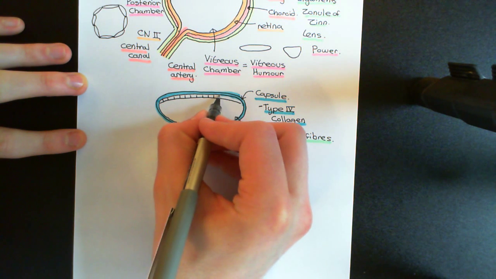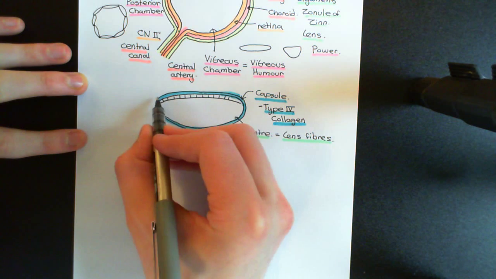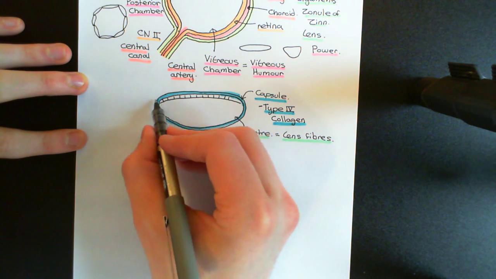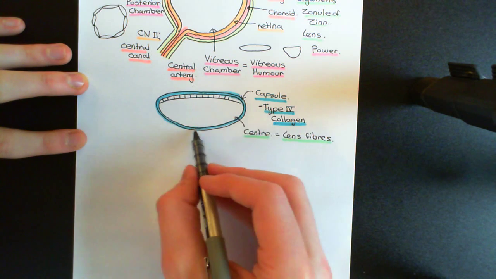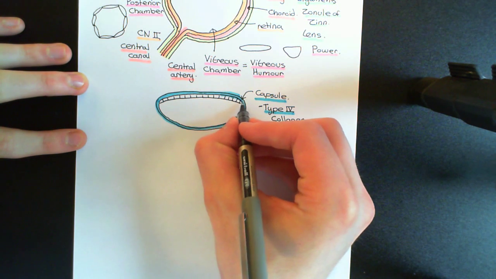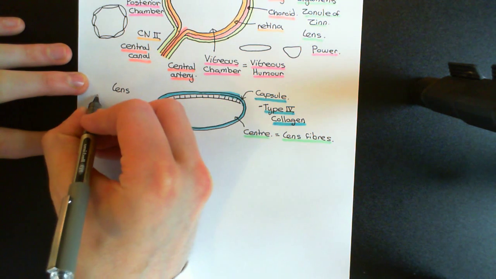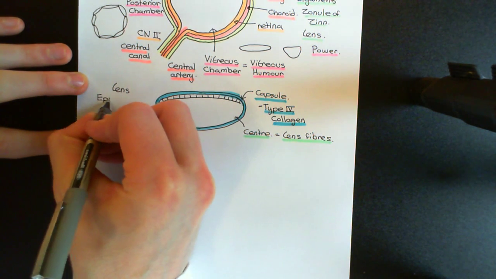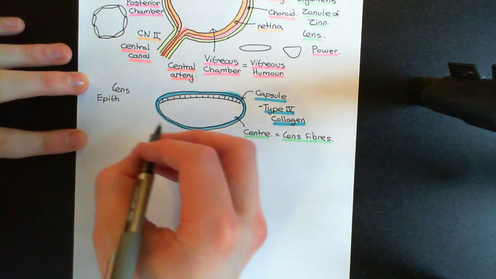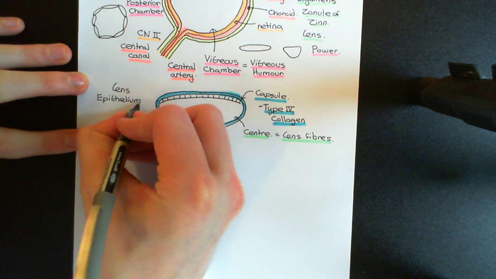So on the anterior surface of the capsule, so this is the anterior capsule here, and this is the posterior capsule. So for obvious reasons, this is just facing the anterior side of the body, and this is facing the posterior side of the body. Now, on the anterior capsule, but not on the posterior capsule, you have what is known as the lens epithelium. So this is an epithelium consisting of cuboidal cells, which are going to produce the lens fiber cells. So this is the lens epithelium.